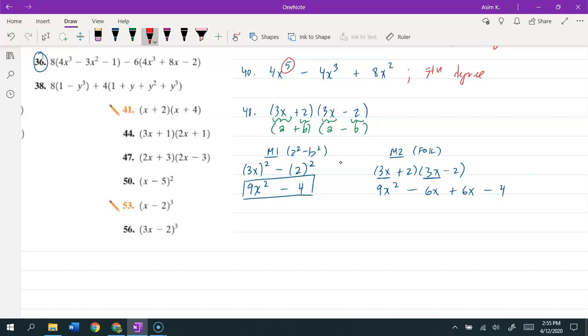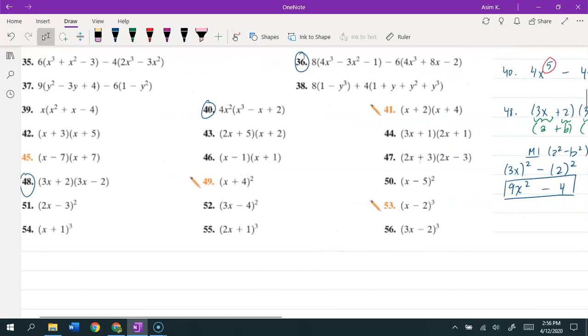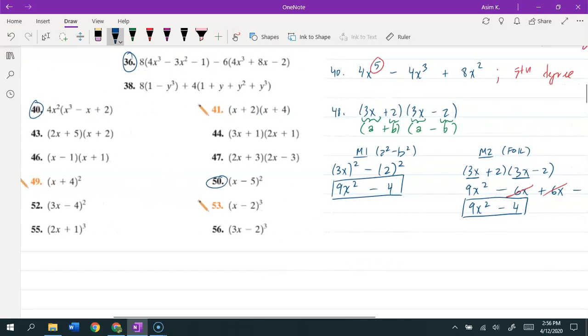And notice how the middle two terms are going to cancel out. And that will happen every single time, right? And that's how we actually came up with the a squared minus b squared formula. But we're trying to cut out these additional steps because you have to use this so often in pre-calc that you don't have time to sit there doing the FOIL method with it. Okay? All right, now let's go to a different question, number 50 here.